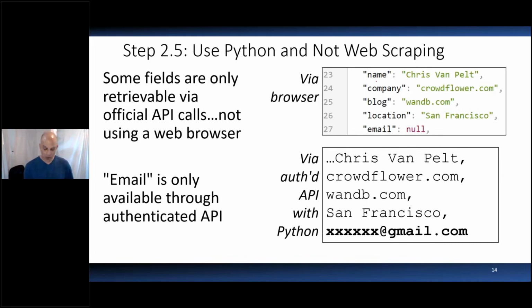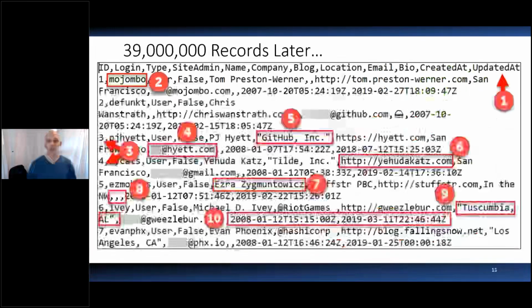Here's the example. Over here we have Chris Van Pelt's account. Now, I'm not doxing these people. All of this information is out there on GitHub. You could go to Chris Van Pelt's profile and you would find his name is Chris Van Pelt and crowdflower.com is the company that he says he worked for. This is not doxing here. Here we have an email of null. But if you make an authenticated API call, you now get that email address. Now, I'm not going to show you the email address, but you get them, if the user has not set their email address to private, and I'll show you how to do that at the end of the talk.